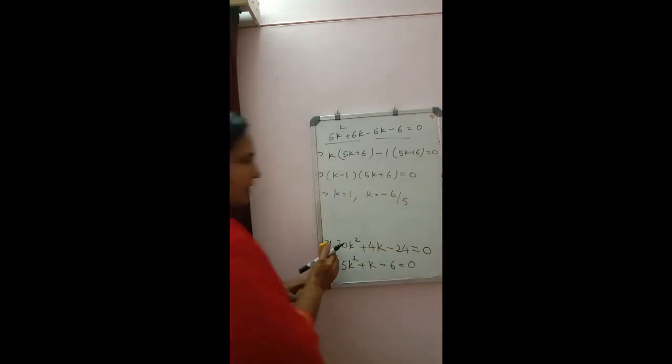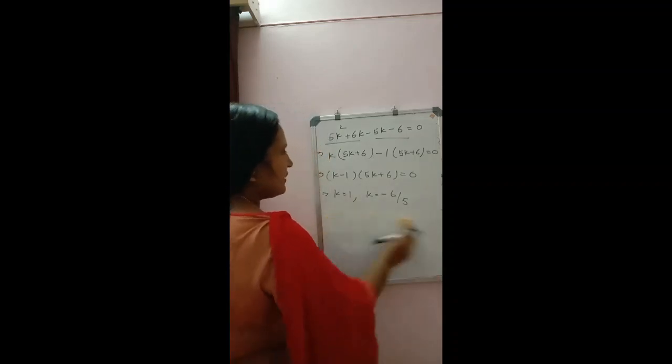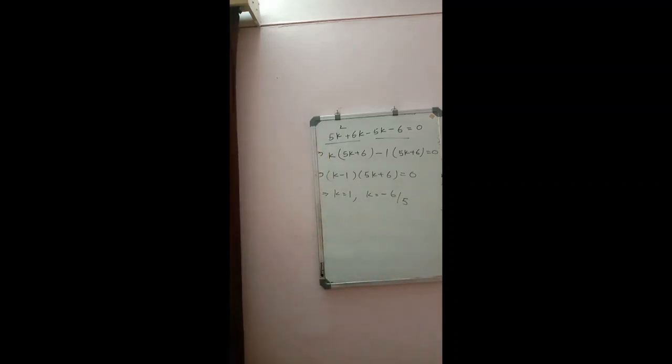So two values are valid. I think both will not give the quadratic coefficient of x square 0. So hope the method is clear to you. So moving on to the next type of questions there.